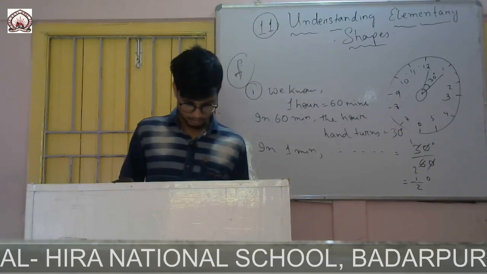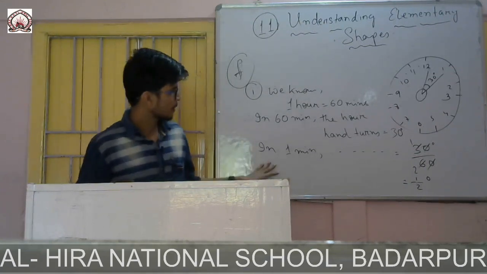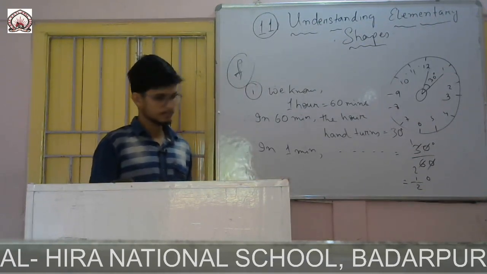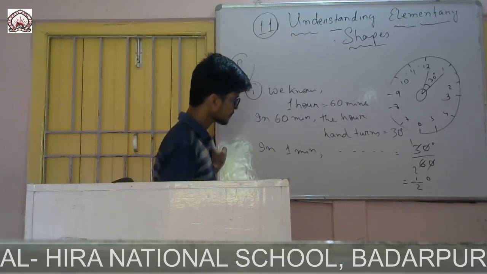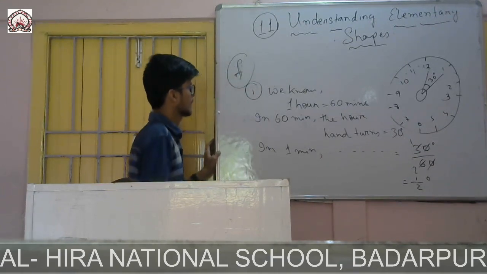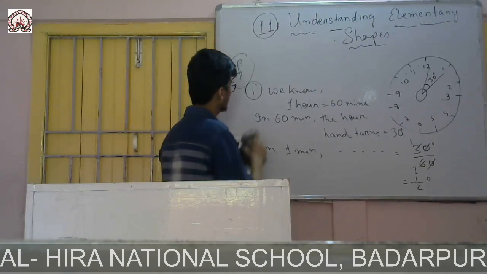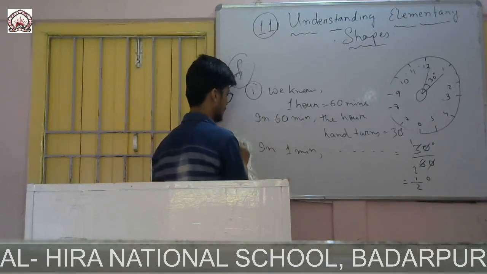Okay, now next one, for 10 minutes. So for 1 minute it is half, we can find for 10 minutes. Okay, now you write. Now question number 2, Roman number 2, you write from here.